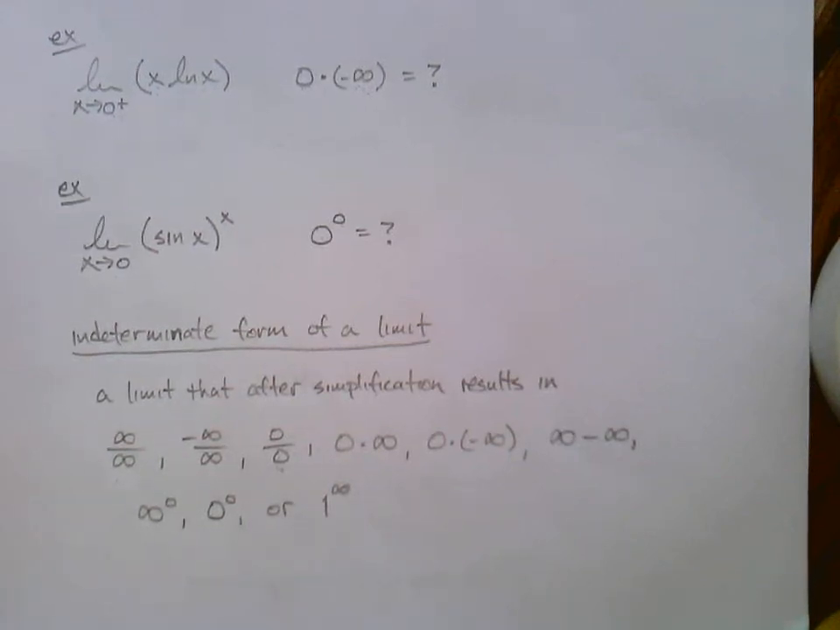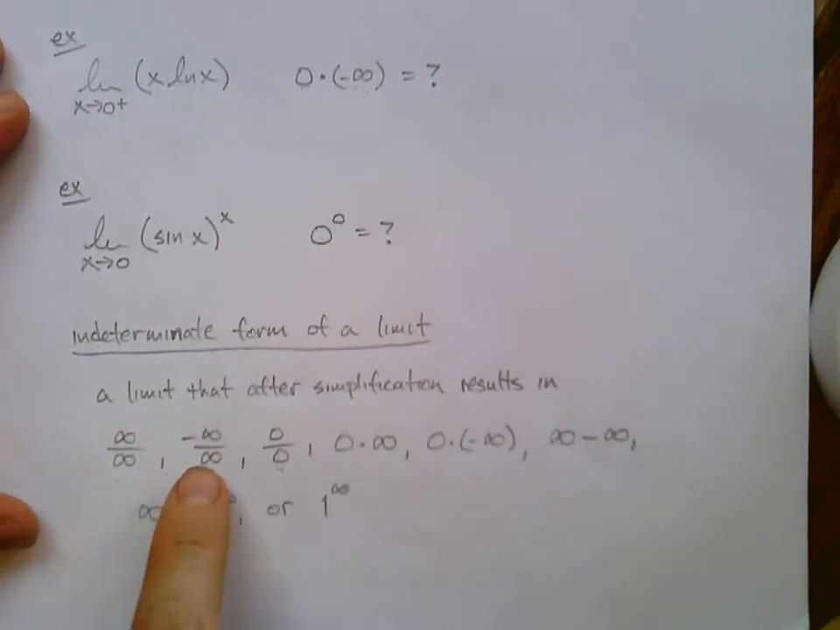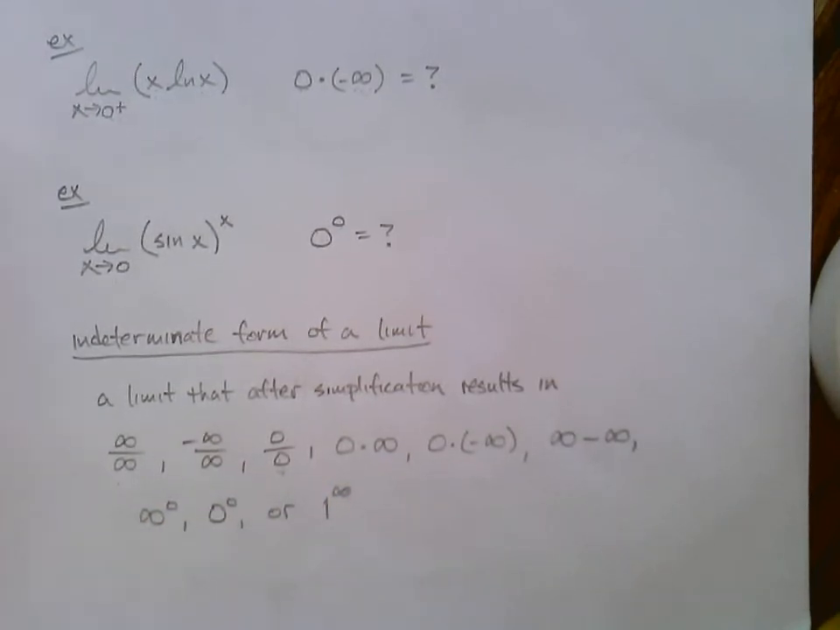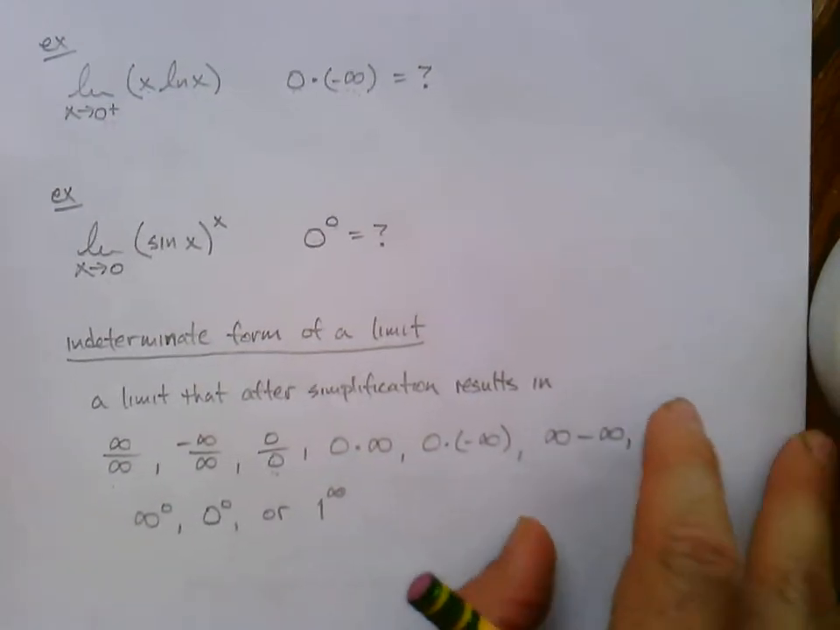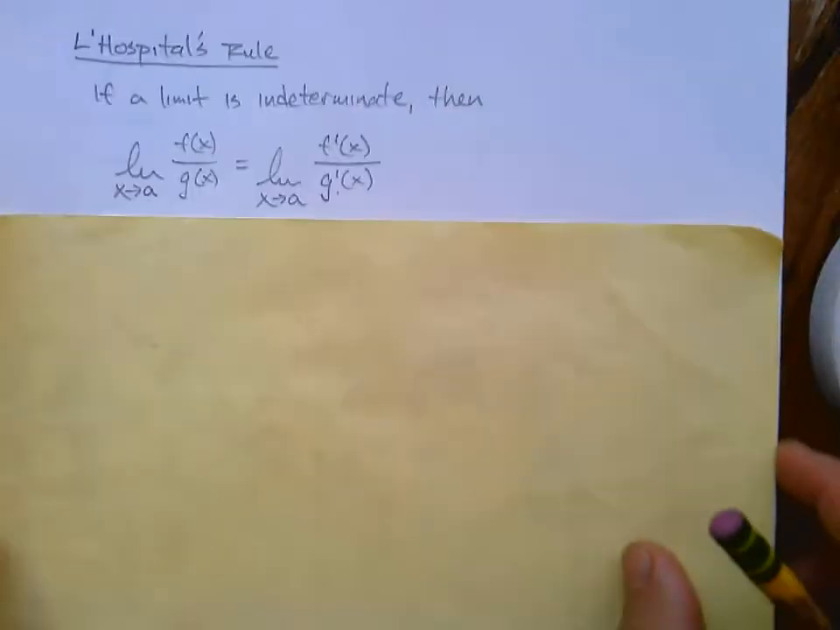Picking up where we left off, we just talked about the indeterminate forms of a limit. How many were there here? 1, 2, 3, 4, 5, 6, 7, 8, 9 different indeterminate forms. If your result is one of these, here's what we'll do.